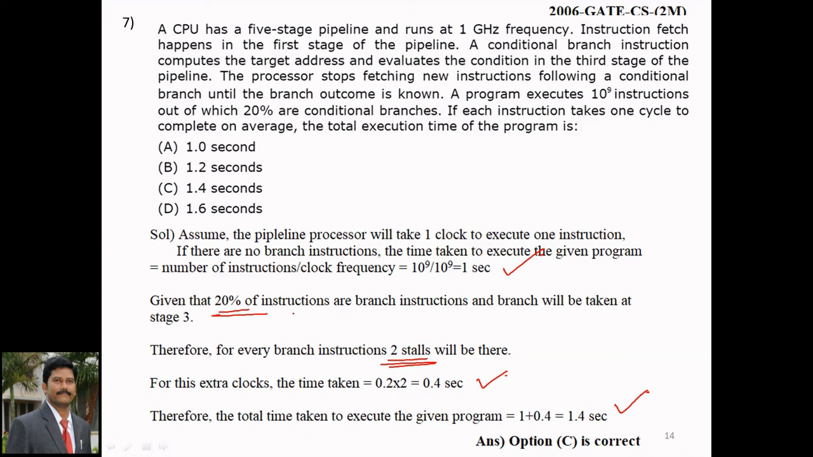So this was about calculating the number of clocks or the execution time for a given program in the instruction pipelining concept.